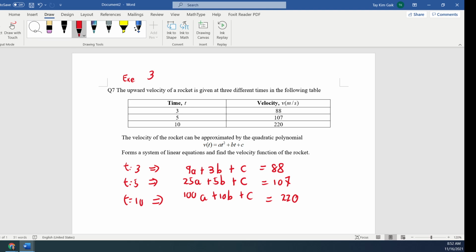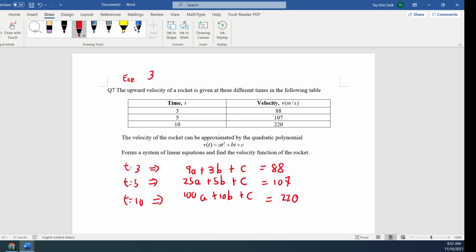The coefficient for c is always 1. The coefficient for b depends on the value of t, which is 3, 5, 10. The coefficient for a is t squared, so it's 3 squared is 9, 5 squared is 25, and 10 squared is 100. So you've successfully formed this system of 3 linear equations.